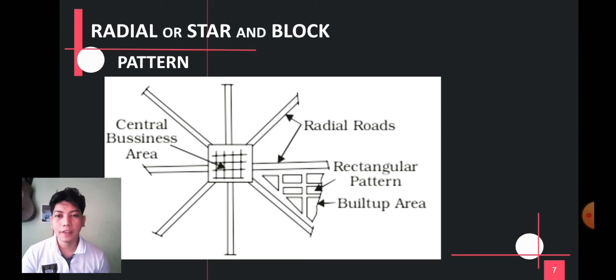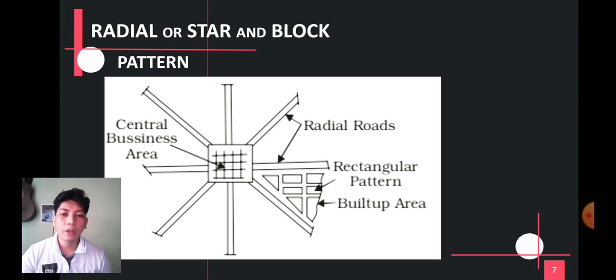You can search it. It is an example of what is a radial pattern. So this pattern may be further classified into 3 types depending on its layout. And the first classification of radial pattern is radial or star and block pattern. This type of pattern or network is a combination of radial and block pattern.